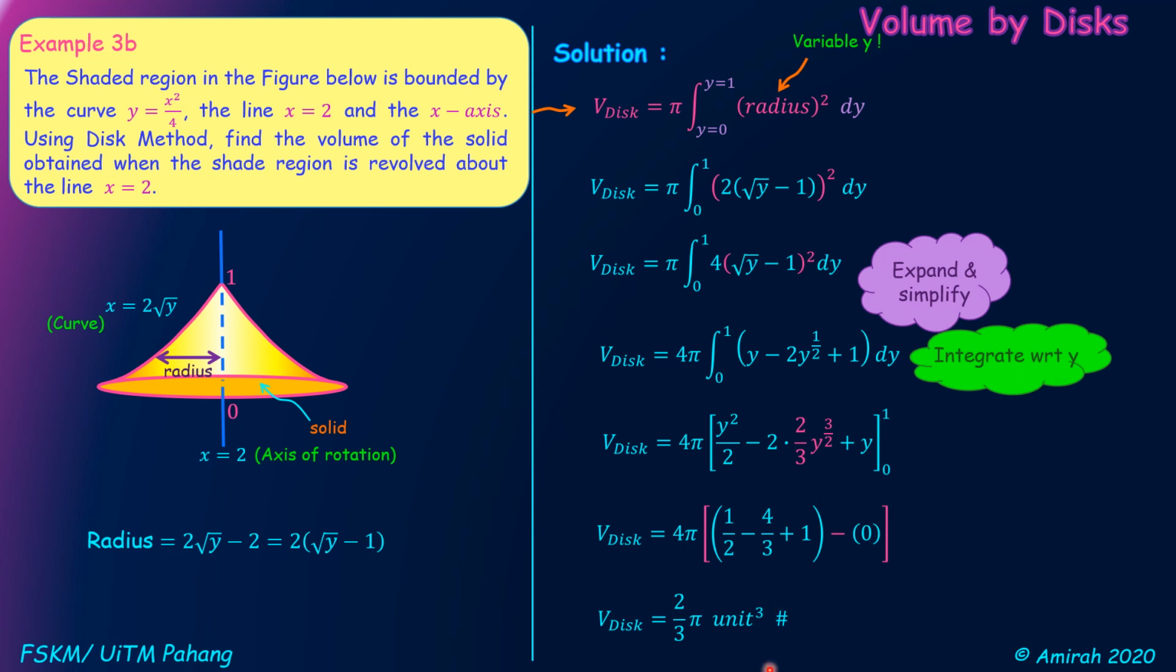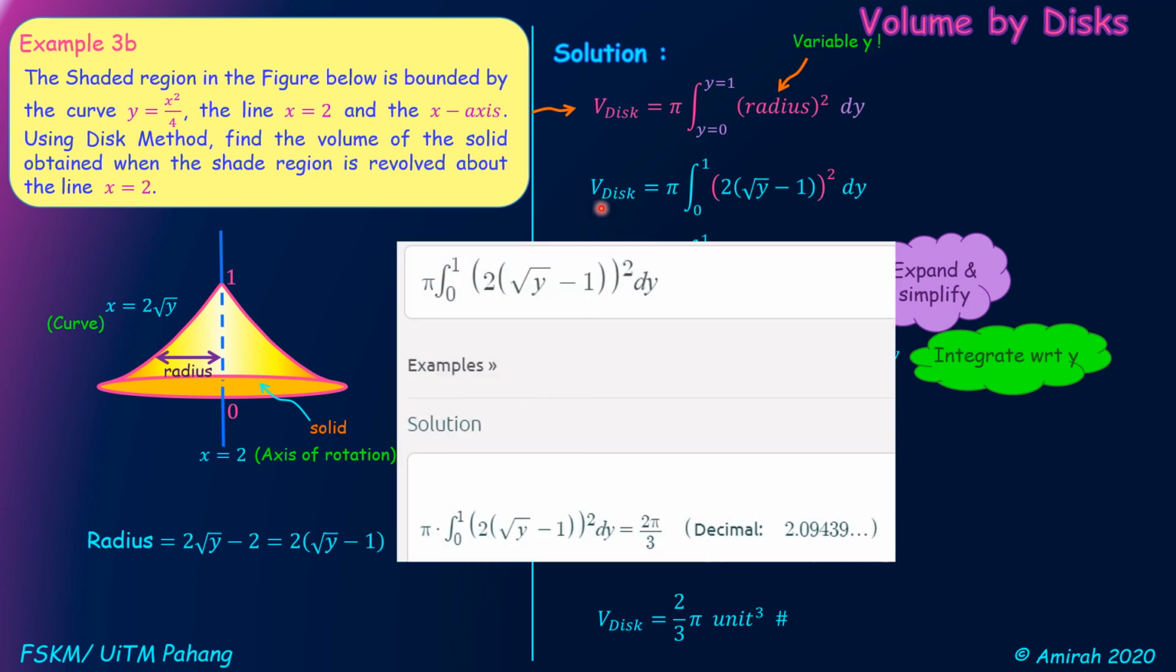Alright? We can check the answer using Symbolab. After we set up the formula here, we can straightforwardly use Symbolab. But we need to use the correct syntax. So we have pi here and then integration from 0 to 1, and then we have bracket 2 bracket root y minus 1 and then bracket squared dy. And then from here, after we press enter, we get this answer. This is the final answer.